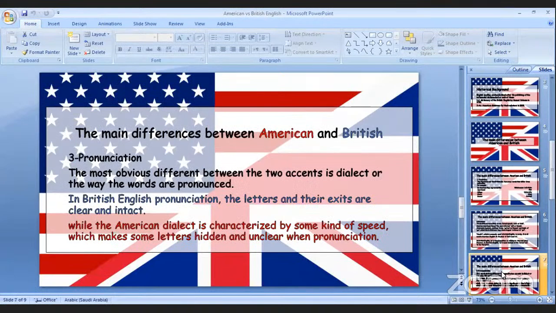Number three, pronunciation. The most obvious difference between the two accents is dialect, or the way the words are pronounced. In British English pronunciation, the letters and their exit are clear and intact, while the American dialect is characterized by some kind of speed, which makes some letters hidden and unclear when pronounced.